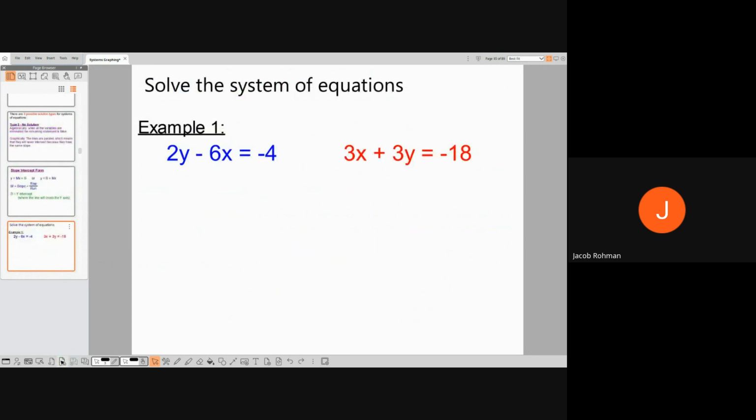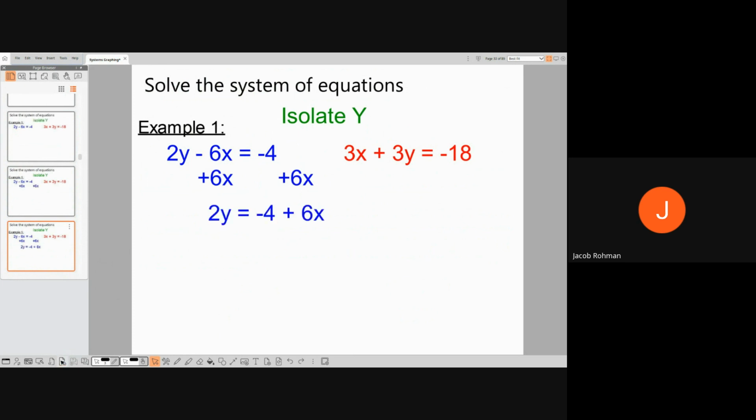So to solve this system of equations by graphing, we first need to have the blue and the red equation in slope-intercept form. So to do that, we have to isolate y. And to start that in the blue equation, we're going to add 6x to both sides. And then we're going to use the 2y equals negative 4 plus 6x. We're going to divide everything by 2. And that's going to leave us with y equals negative 2 plus 3x.